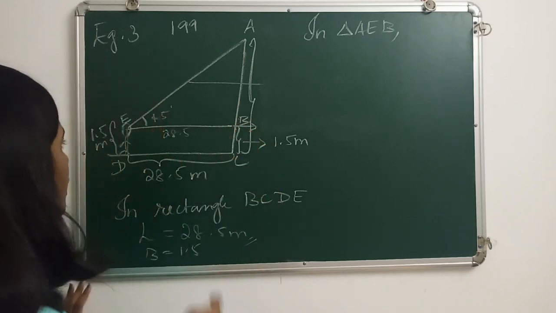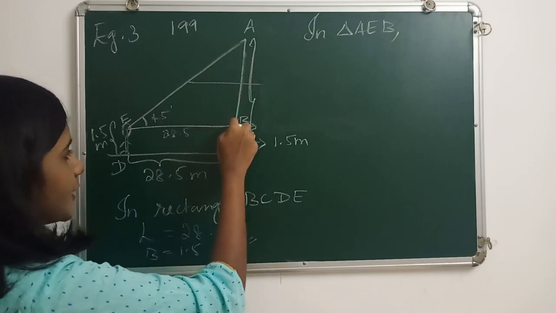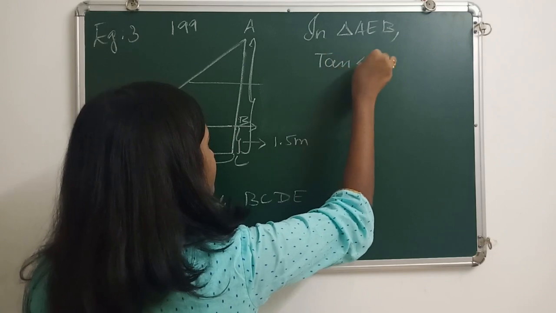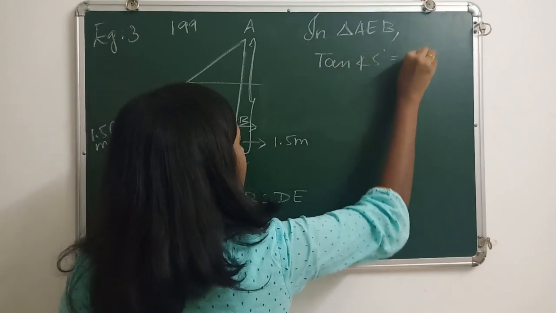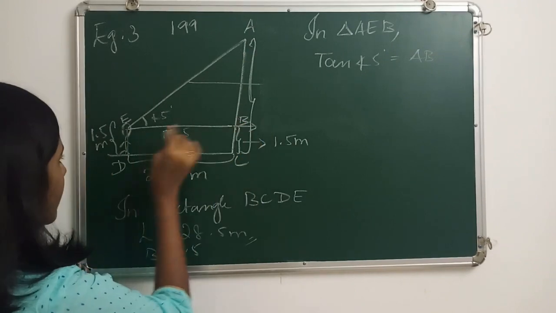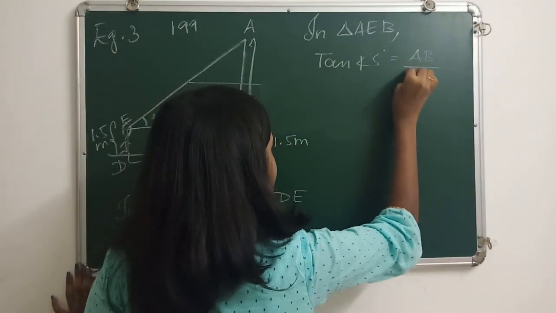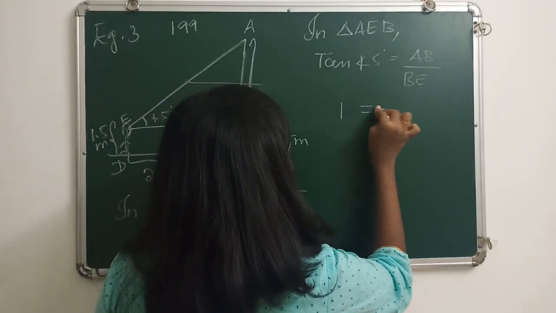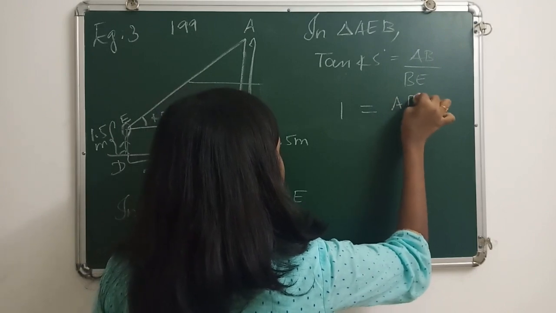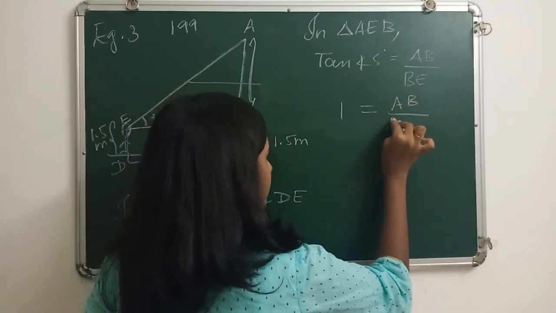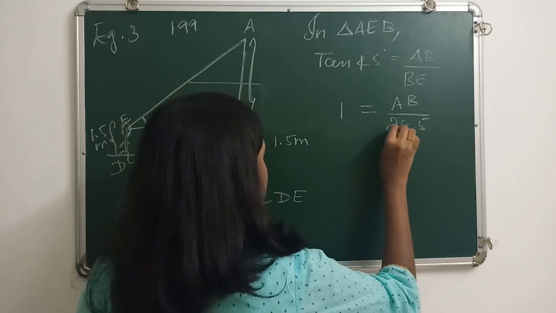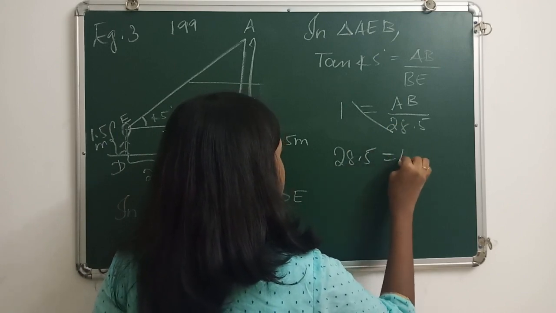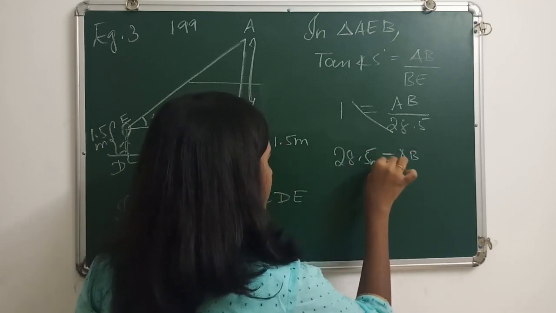So to find AB, we can use tan 45 as we have to find the opposite while the adjacent is given. Now tan 45 is equal to AB, that is this part, over BE, this part. Tan 45 is 1 as we know. So 1 is equal to AB, which is unknown, over BE, which we know as 28.5. Now if we bring this here, we get 28.5 equal to AB. That is, AB is equal to 28.5 meters.